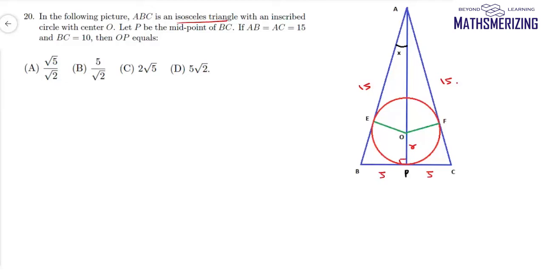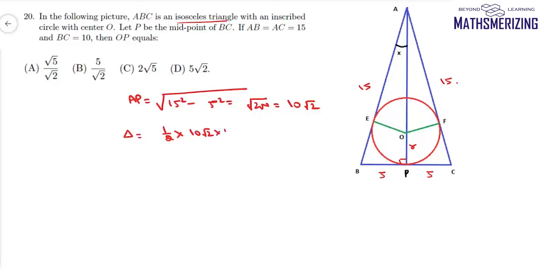So we can find this perpendicular, which is AP. So AP simply will be under root of 15 square minus 5 square. So that is 225 minus 25. So that is under root of 200. So it will be 10 root 2. So what is the area of this triangle? Area of this triangle is half AP, which is 10 root 2 into base BC. BC is simply 10. So it will be 50 root 2.